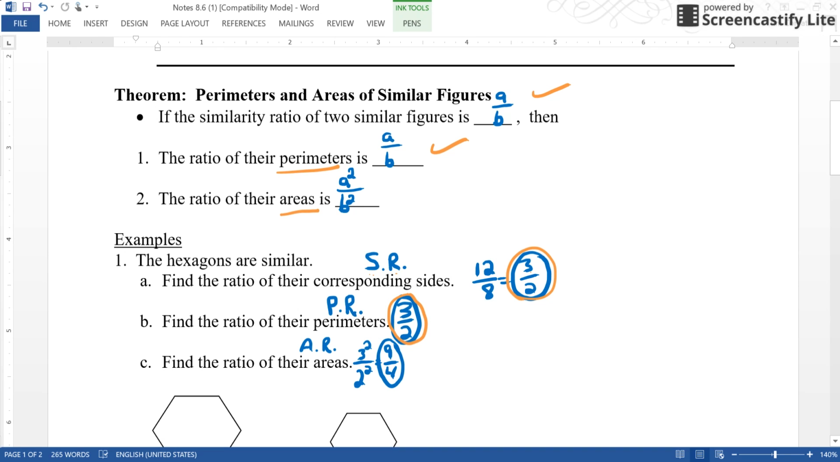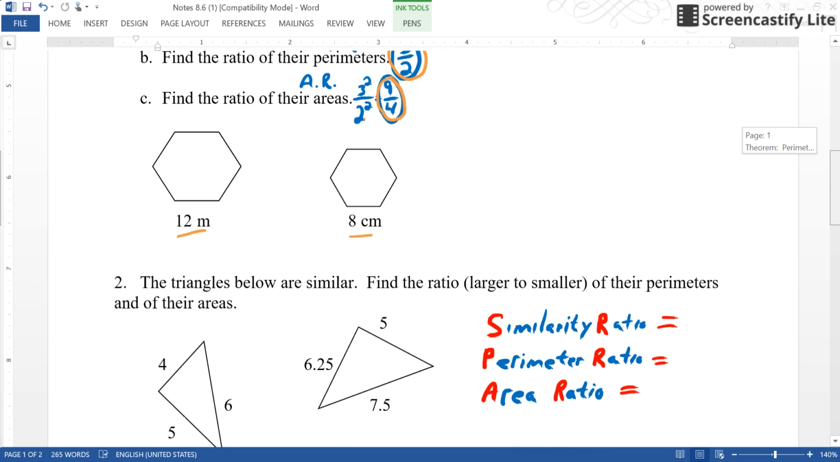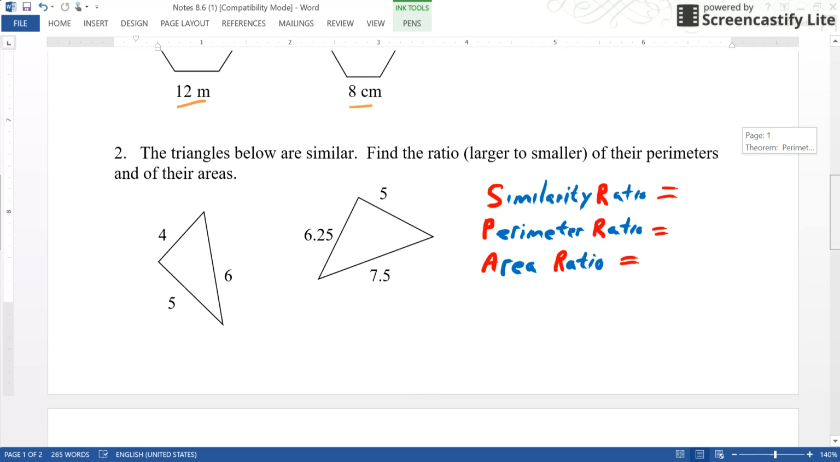Okay. Now, the area ratio, AR, is A squared over B squared. So I'm going to take 3 squared over 2 squared, and I'm going to get 9 over 4. That's how we do this. Okay? So let's look at a couple examples here.